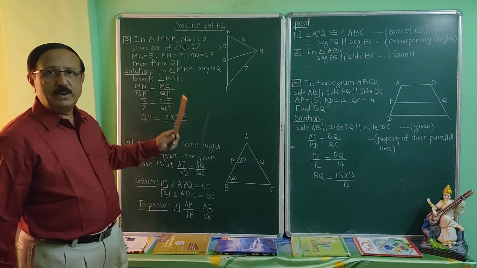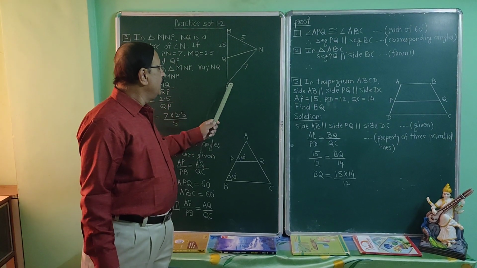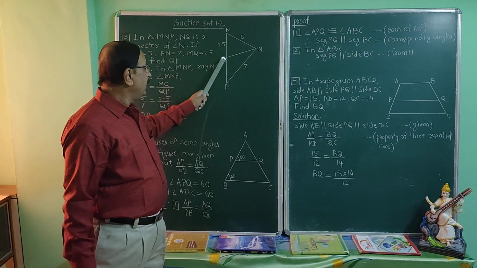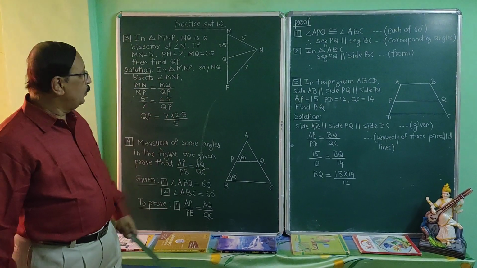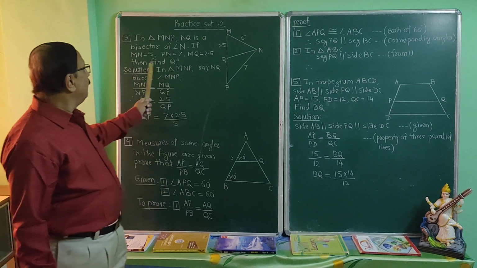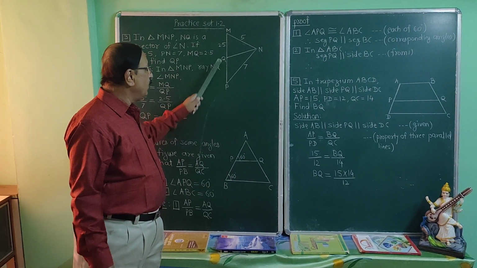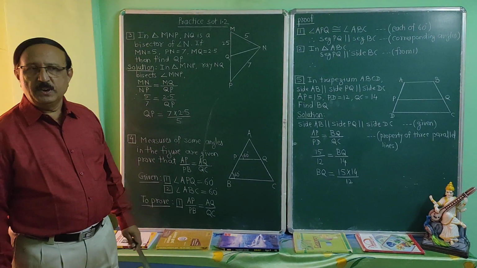PN is equal to 7. MQ is equal to 2.5. Then find QP. We are going to find out the length of segment QP.